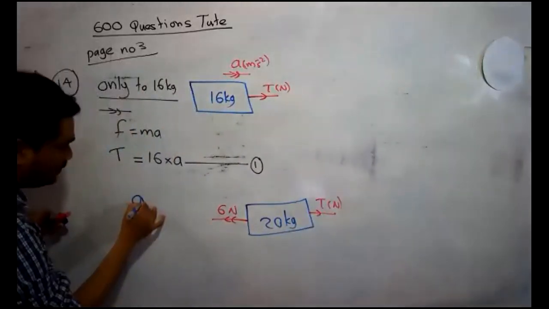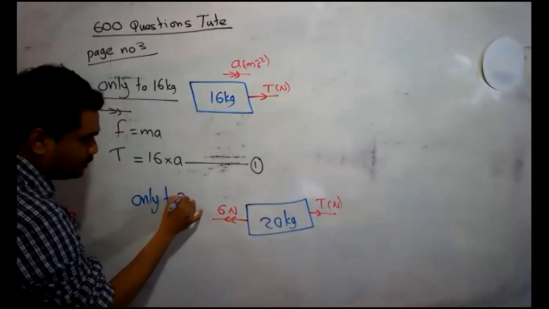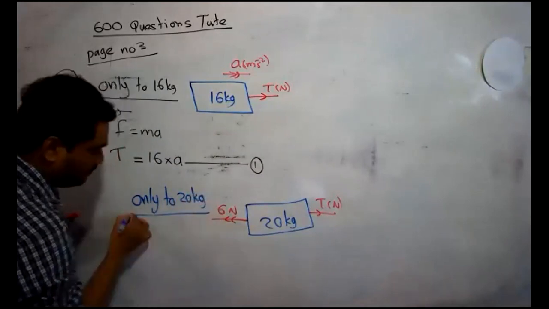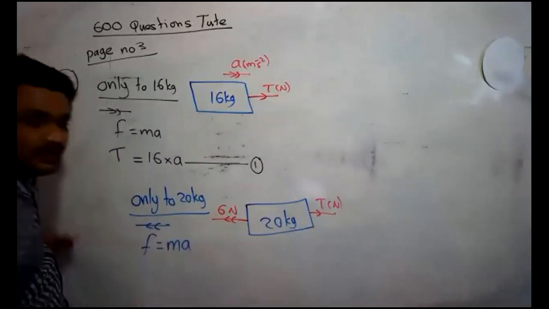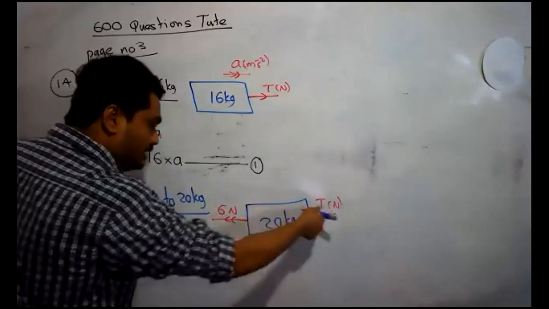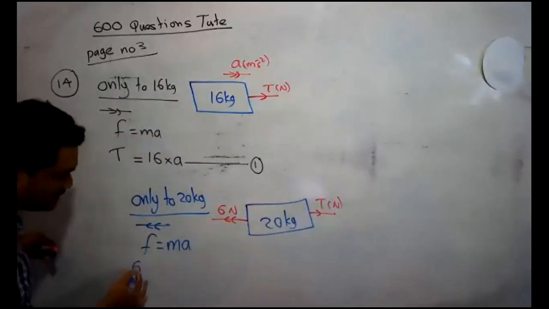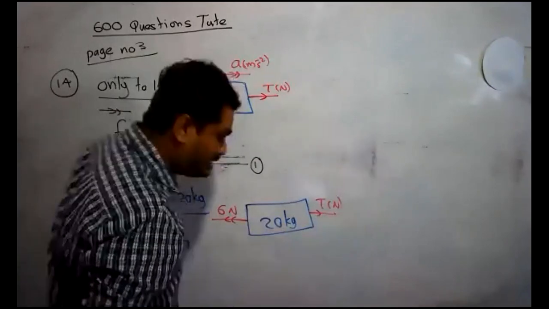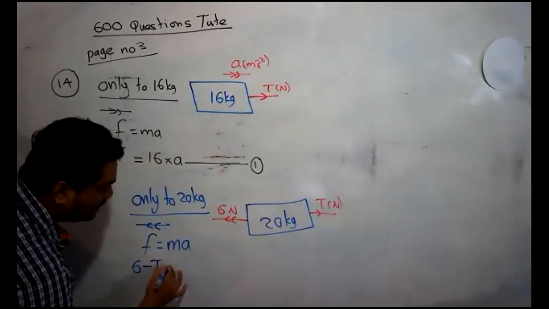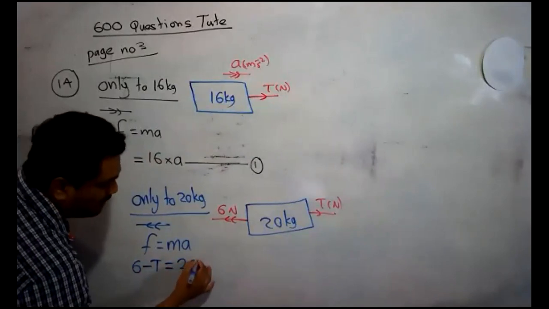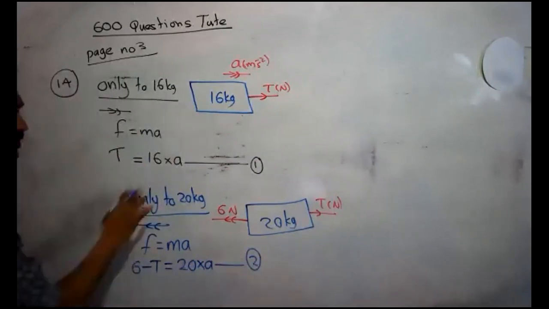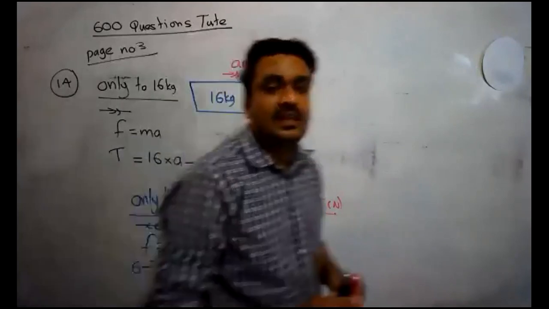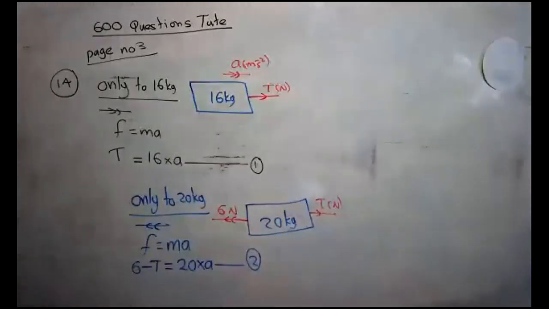Look at the board. Only to the 20 kg object in this direction, I apply the equation F equals ma. The force acting to the right hand side is 6, the force acting to the left hand side is capital T. So 6 minus capital T equals mass 20, acceleration simple a. Let me mark this as the second equation. Write this, draw the figure, write the equation. Here I have marked only the horizontal forces. Start there.